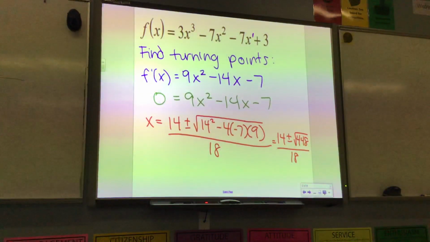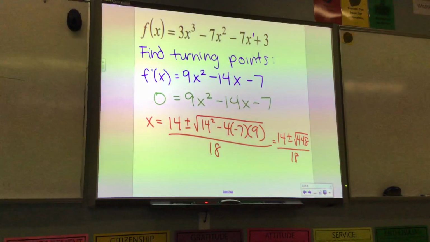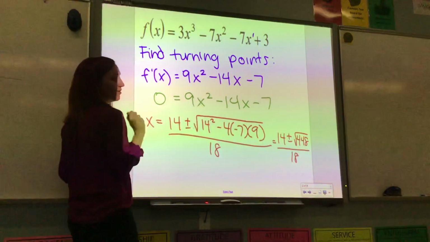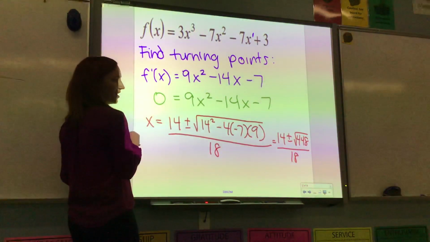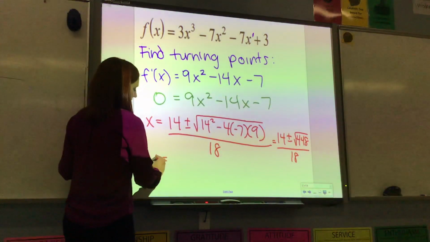Okay. What Ms. Schlitt and I decided to do, because we are so nice, because you're graphing this, I'm not going to force you to simplify that radical. Because you are graphing, you have permission to just get those numbers out and round to the nearest tenth. Okay? So do we know how to get those numbers out of our calculator? You're going to do 14 plus the square root of 448, hit enter, and then divide by 18.